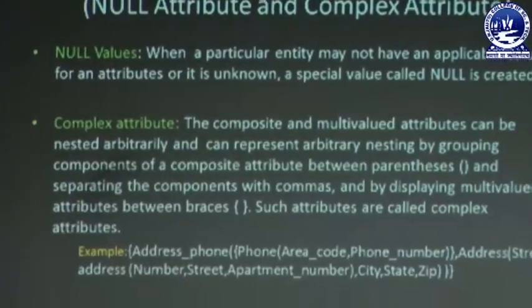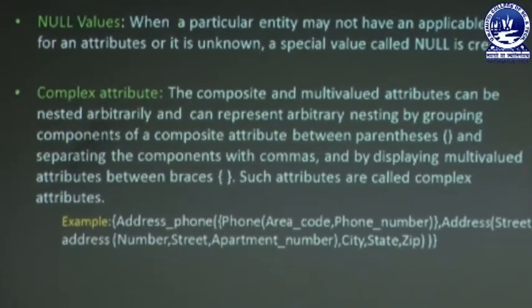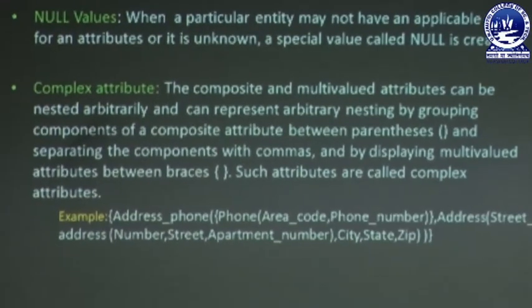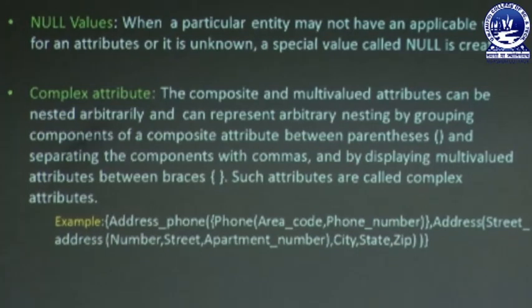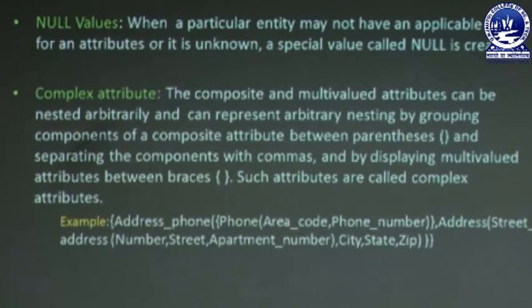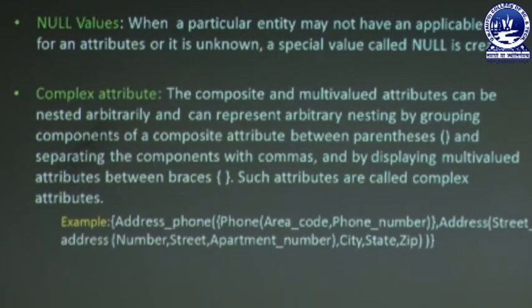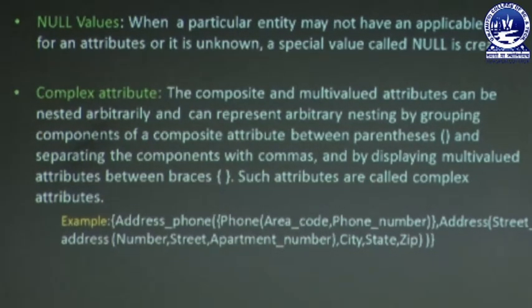Complex attribute is what? Composite and multi-valued attributes can be nested arbitrarily. We can represent arbitrary nesting by grouping the components of a composite attribute between parentheses and separating the components with commas, and by displaying multi-valued attributes between braces. Such types of attributes are called complex attributes.